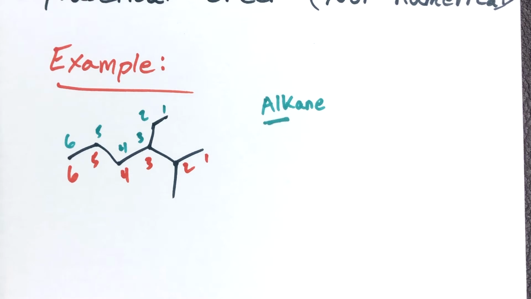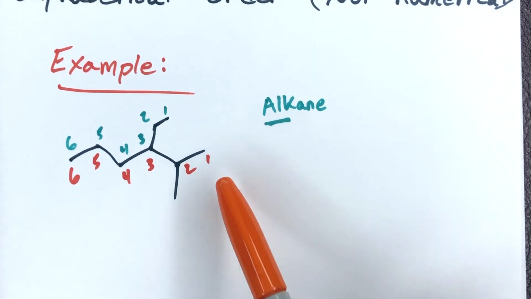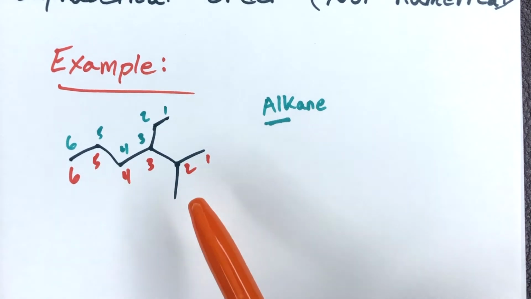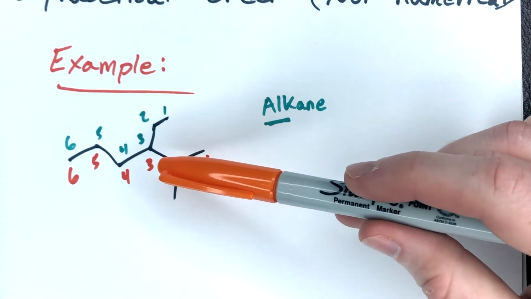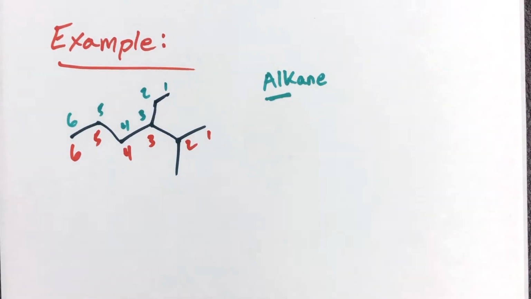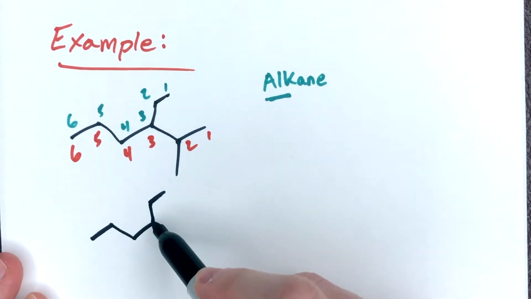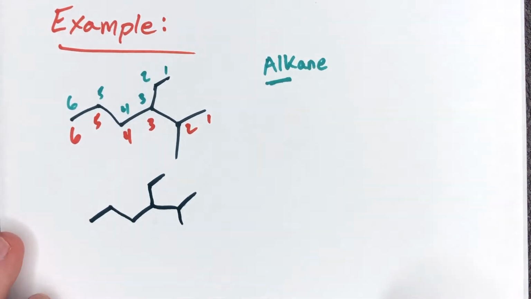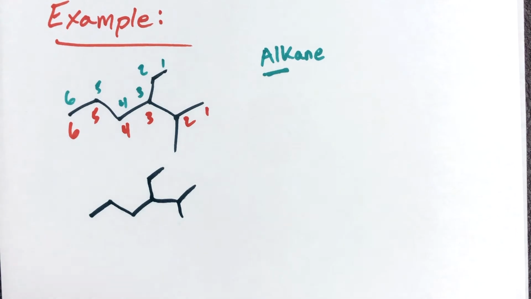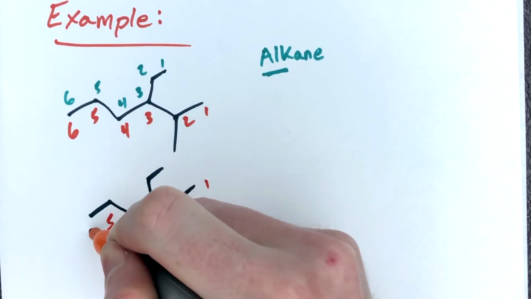Now, when we go to the lowest numbering system for these two, the one in orange has the first branch at 2. The one in blue has the first branch at 3. So again, using lowest numbering system, we can throw out the blue option. It has to be orange. So now I'll redraw this and keep the orange numbering system since we just identified that that is the only correct one. So this is 1, 2, 3, 4, 5, and 6.